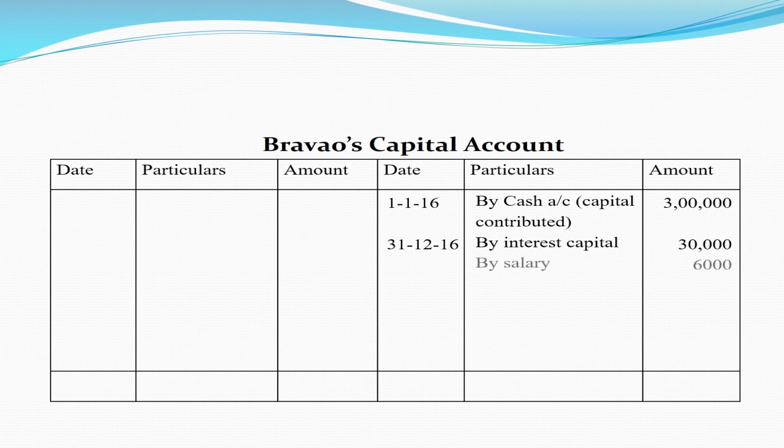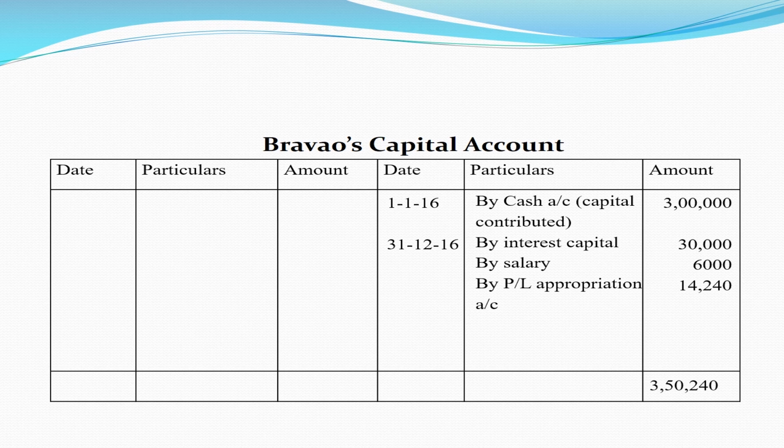$30,000, by salary as $6,000. Now how did we calculate the salary? He was entitled to get $600 per month from 1st of March. So it becomes 10 months. So 600 multiplied by 10 is equal to $6,000.